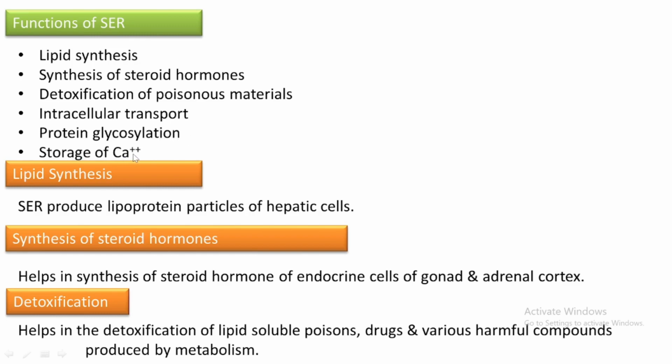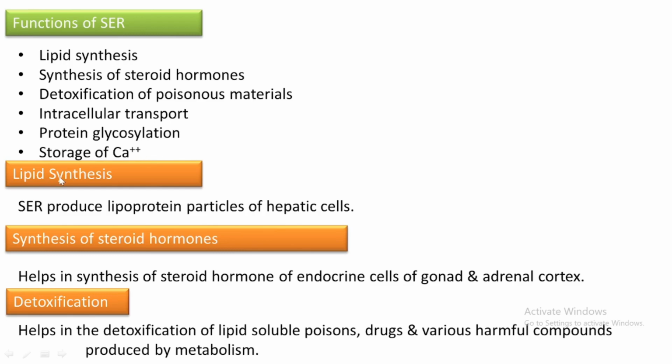Storage of calcium 2+ ions. It stores calcium 2+ ions, especially inside the sarcoplasmic reticulum, the smooth endoplasmic reticulum seen associated with muscles. Inside that, calcium is stored. And what is the role of these calcium ions? These calcium ions are very necessary for muscle contraction. How it helps muscle contraction, you will learn in another chapter. Now I am not going to explain that.